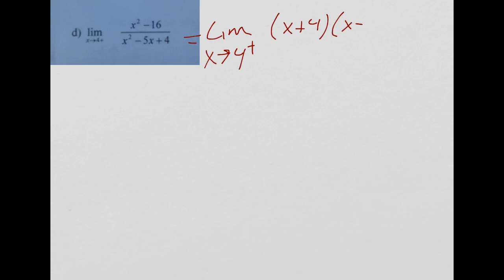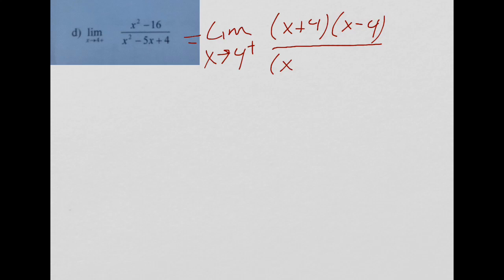So the first thing that I'm going to do is factor the top and the bottom. So I'm going to write equals limit as x approaches 4 from the right of, that's difference of 2 squares in the top, so it's x plus 4, x minus 4 over, the bottom is going to give me x. Since I plugged in 4 to this thing and got 0, I know that this is actually going to be one of my terms in the bottom.